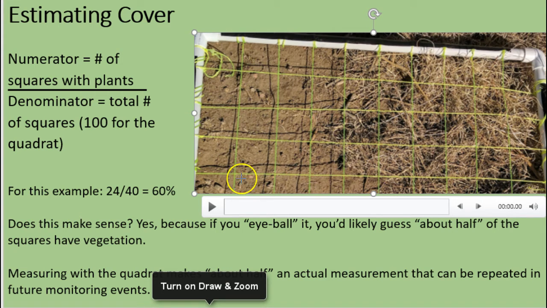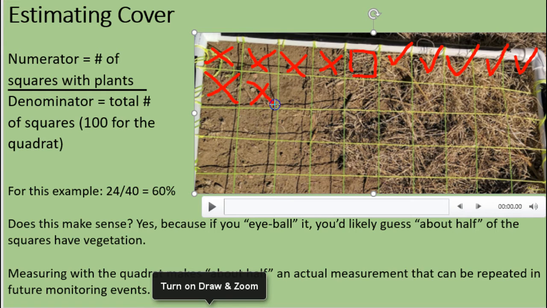This is 4 rows of a quadrat. We're going to use this as our example. Okay, so in this first square, there are no plants. No plants, no plants, no plants. Now, this is a square where we might have dead vegetation, but not any vegetation in the ground right there. But here we have vegetation in the ground. Here, here, here, here.